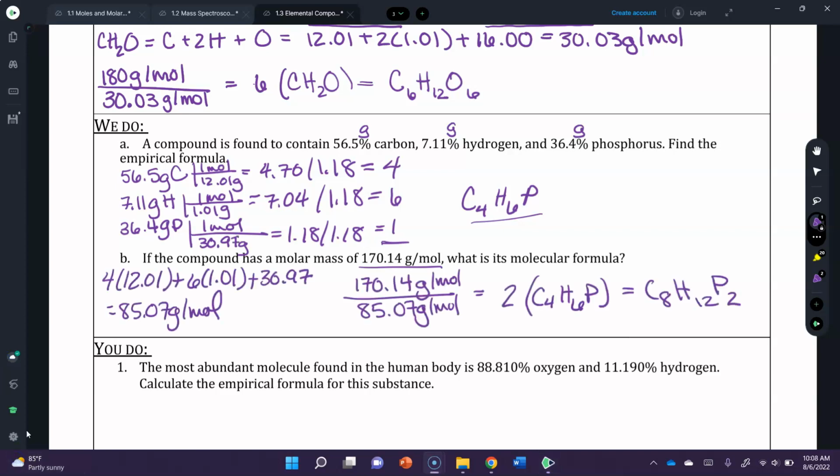Okay, so calculating the molar mass of the empirical formula, we should get 85.07 using the periodic table. Then using the given molar mass of the molecular formula, we're going to divide our empirical into it and we get 2. That is how much bigger the molecular formula is compared to the empirical. So we're going to distribute that 2 to each of the subscripts to get the molecular formula.